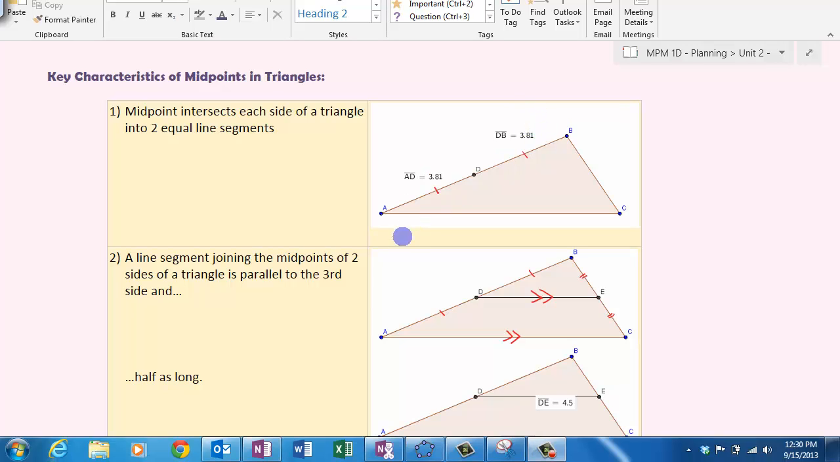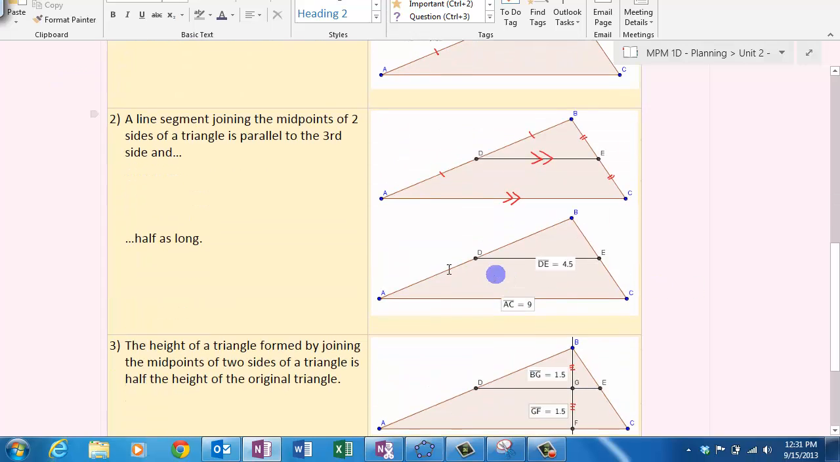The second key characteristic is that a line segment joining the midpoints of two sides of a triangle is parallel to the third side. So as we saw earlier, if I found the midpoint between A and B, which is D, and the midpoint between B and C, which is E, and then join those two midpoints together, this line segment DE is parallel to the line segment AC, which is the third side. Also, this distance DE is half the distance of AC, as we saw, 9 versus 4.5.